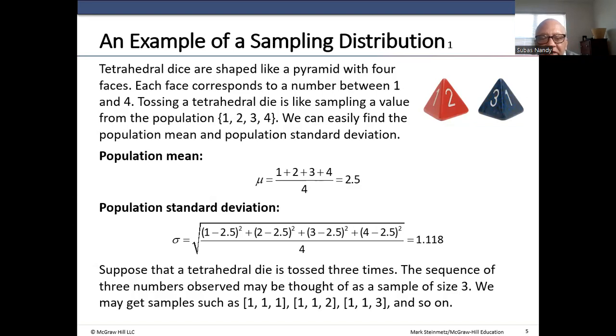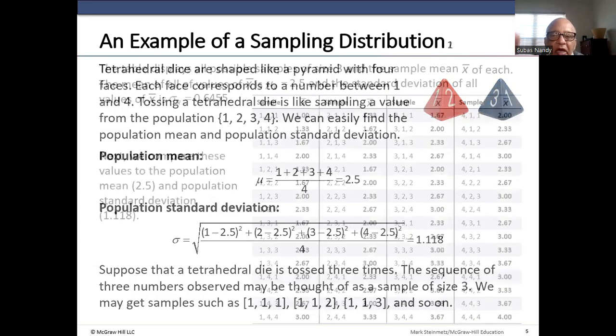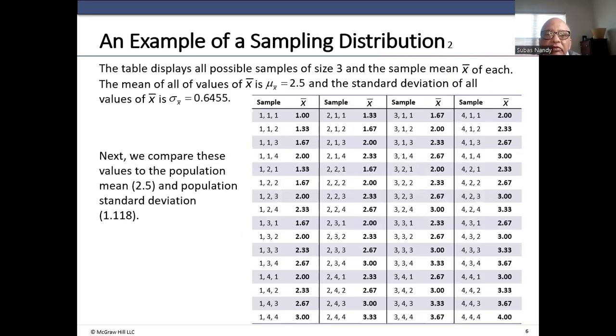Suppose that a tetrahedral die is tossed 3 times. The sequence of 3 numbers observed may be thought of as a sample of size 3, because you're tossing the tetrahedral die 3 times. We may get samples such as 111, 112, 113, and so on. This is an entire table of the numbers we can observe. The mean of each sample is given in the bold column, X bar.